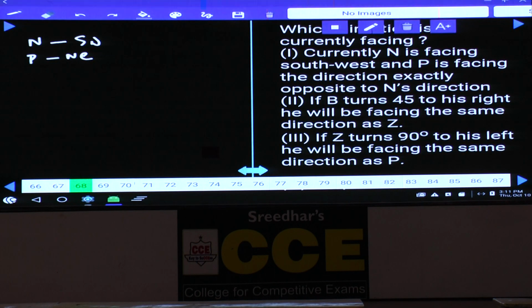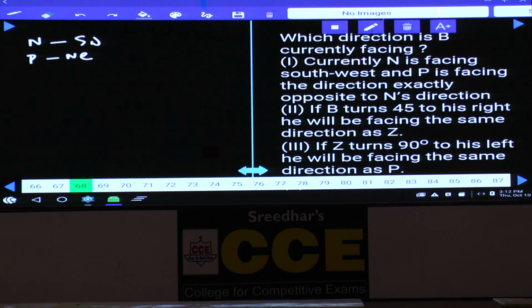Then condition number 2, B turns 45 degrees to his right, he will be facing the same direction as Z. As of now, the information regarding Z is not known. Hence 1 and 2 cannot be combined. Then if we combine 1 and 3, if Z turns 90 degrees to his left, he will be facing the same direction as P, isn't it? By combining 1 and 3, we can determine the direction of Z. Z turns to his left 90 degrees and will be facing as P. Now Z is facing towards which direction? Southeast.